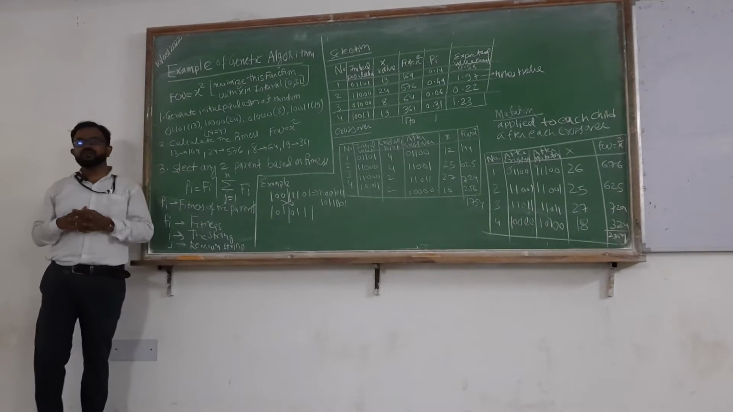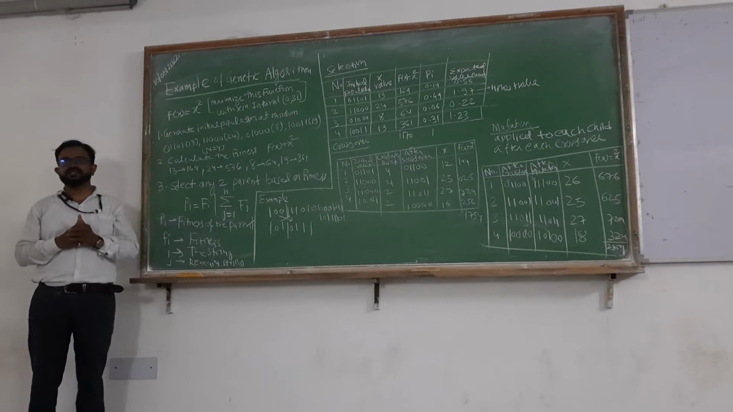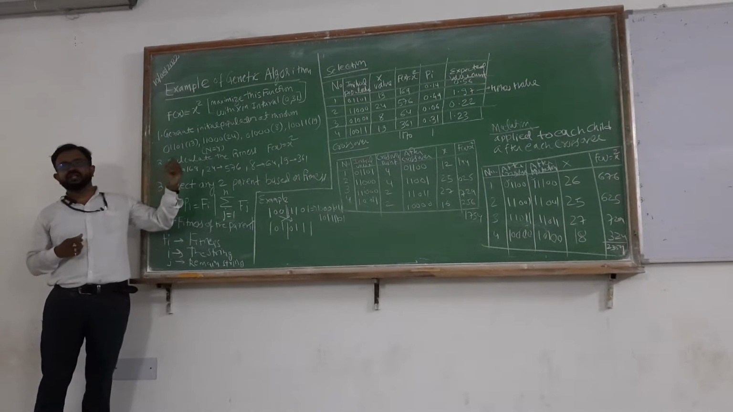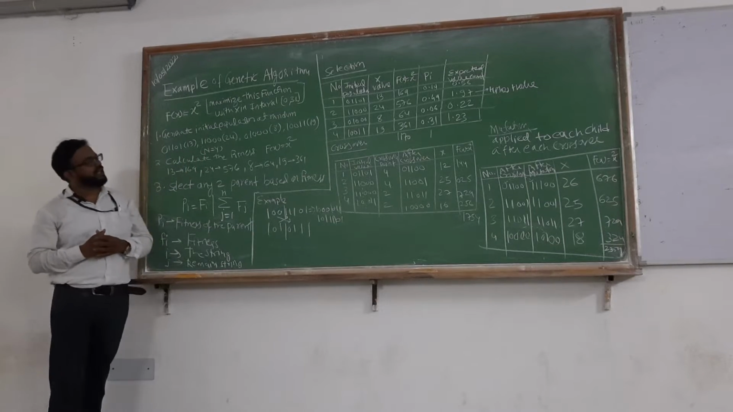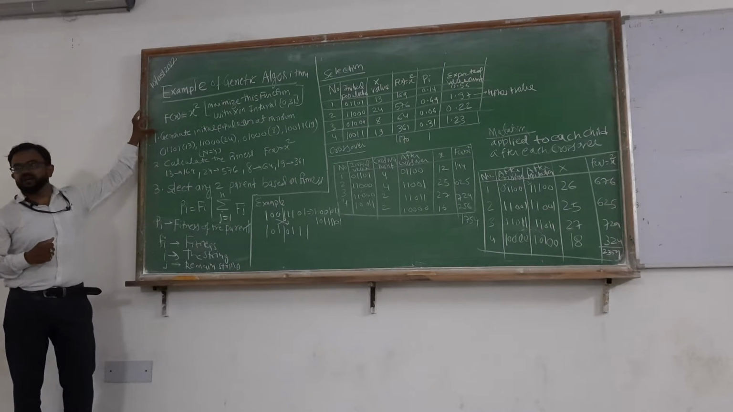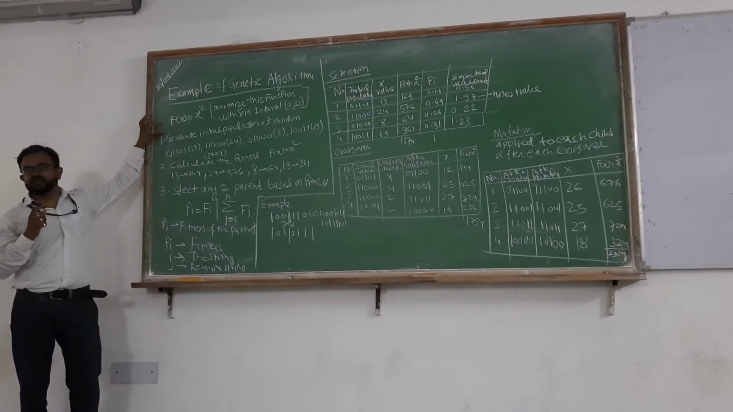For that, we know that in genetic algorithms we require 4 basic operations. First one is selection, second one is crossover, third one is mutation, and fourth one is encoding. So here we will apply the same concepts. Let us take one particular function, for which we are going to apply the genetic algorithm.